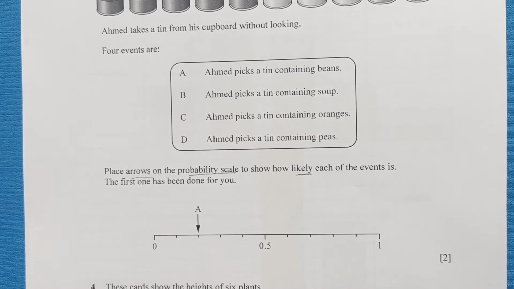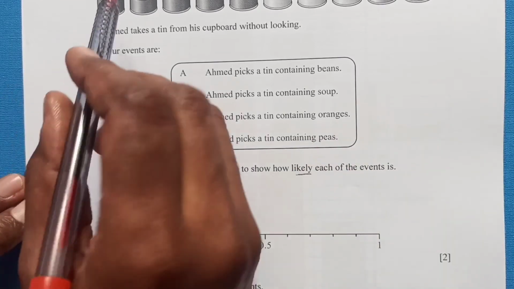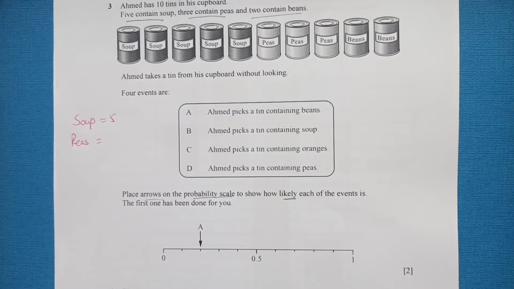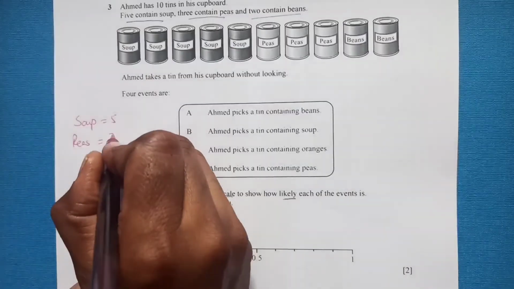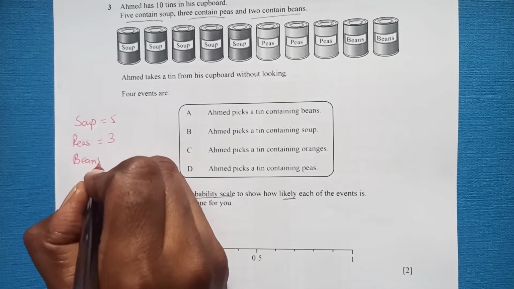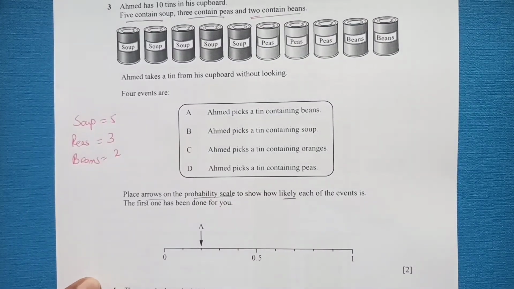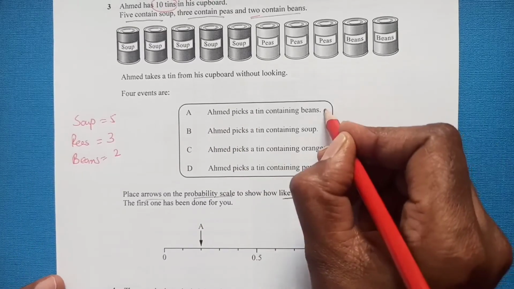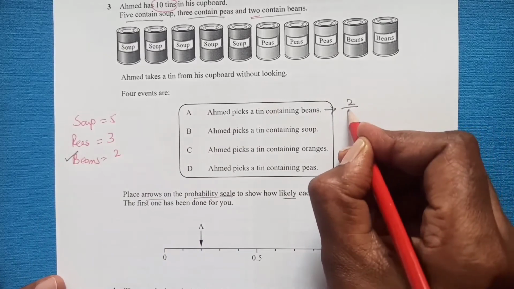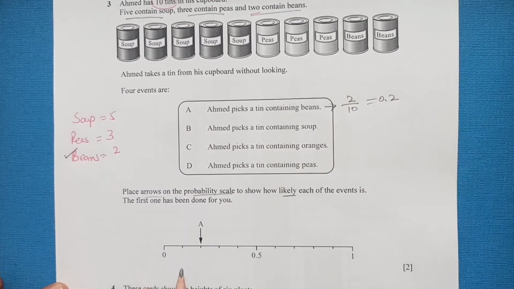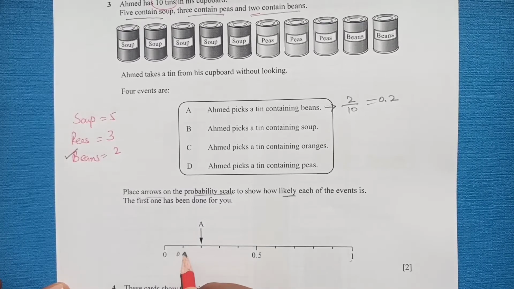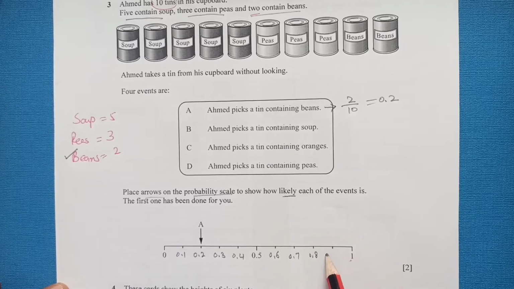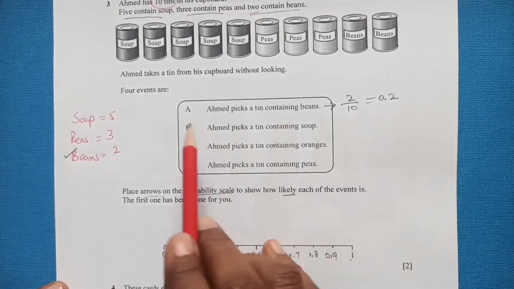So this is A. Let's see what exactly we have here. 5 contain soup, so soup is in 5 tins, right? Then peas, we have 3 tins, and beans we have 2 tins, right? So the total number of tins we have here is 10. We'll go one by one. First one, Ahmad picks a tin containing beans. Beans are 2 out of 10, so that means 0.2. Looking at the scale, we have 0 to 1, so this is 0.1, 0.2, 0.3, 0.4, 0.5, 0.6, 0.7, 0.8 and 0.9, right? So A should go on 0.2.